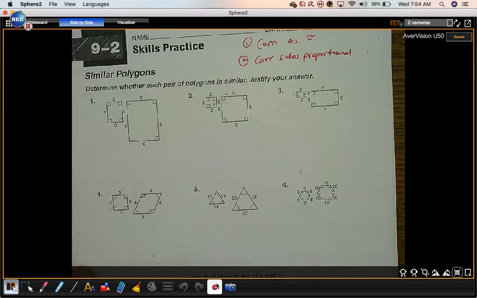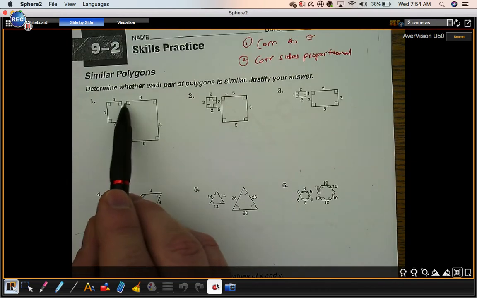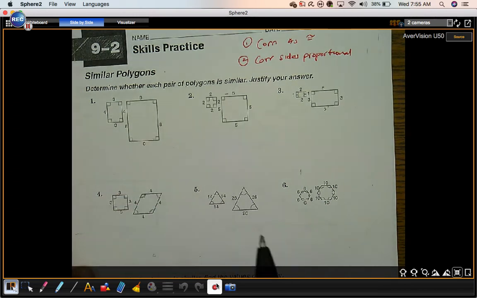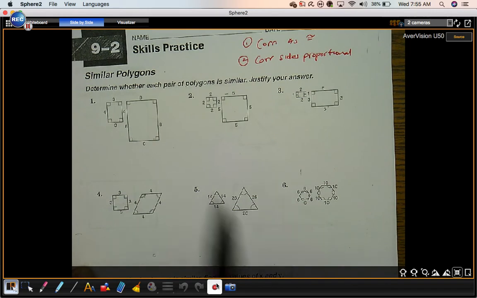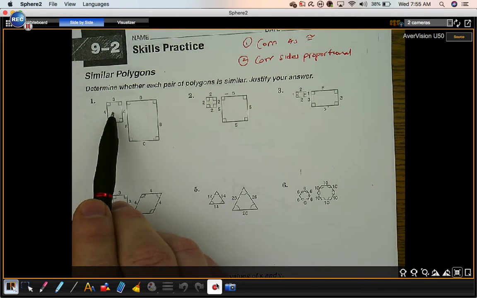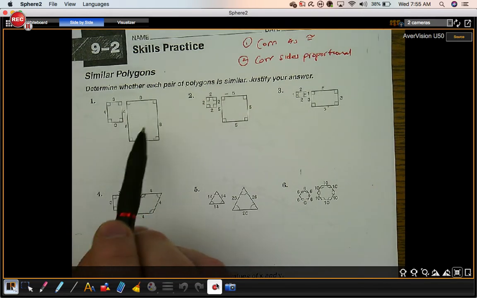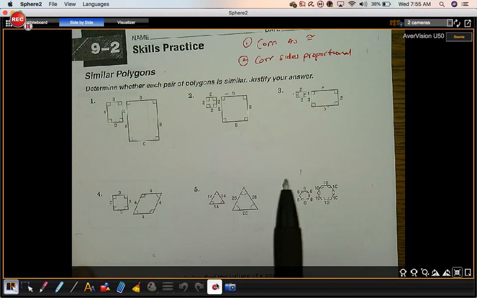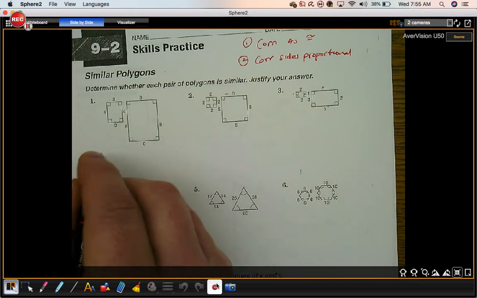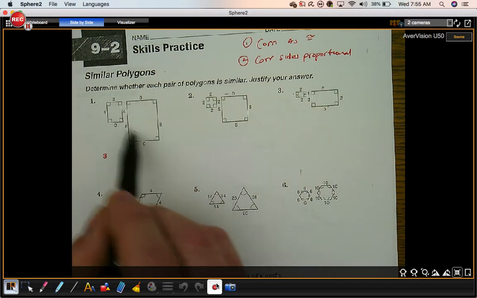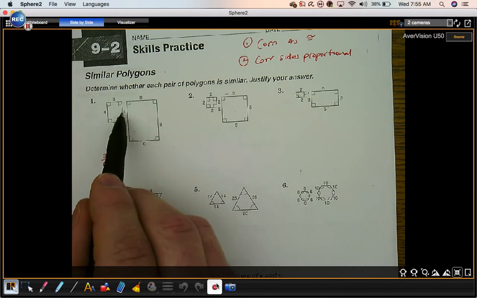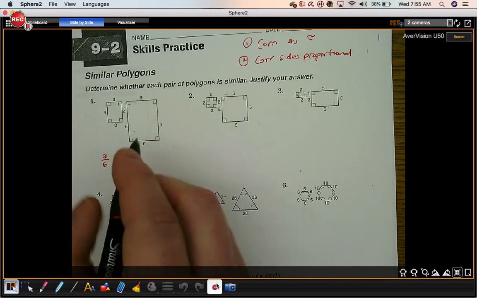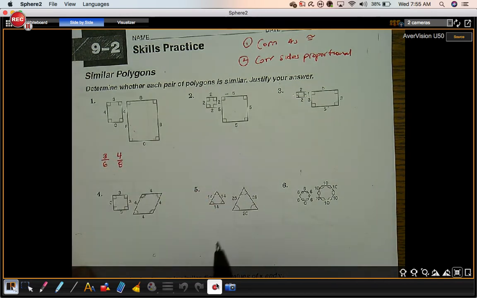So let's look at this first example. Notice how all of the angles are right angles. So the corresponding angles here are congruent. We need to check to see if the corresponding sides are proportional. Well, we just learned last chapter that these figures are rectangles, so obviously the opposite sides are congruent. So the smallest side on this shape is 3. I'm going to compare that with the smallest side on this shape, 6. Biggest side is 4. Compare that with the biggest side over here, 8.